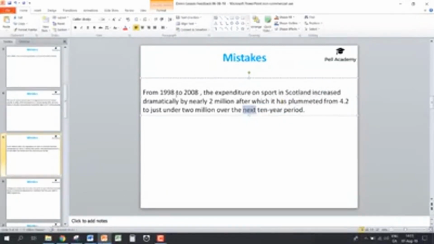Now I'm using the word next because we've already spoken about the first 10-year period, and now we're talking about the next 10-year period, which is going to be from 2008 to 2018. Okay. So has plummeted. Okay, so that's fine.